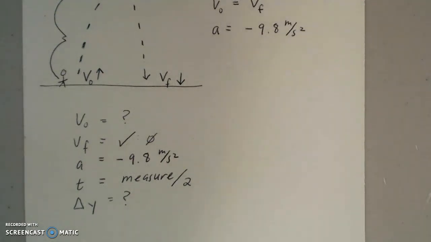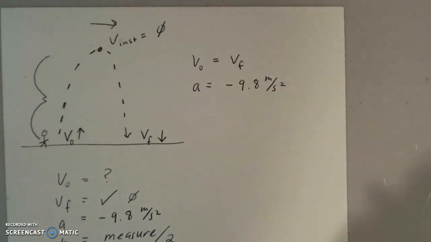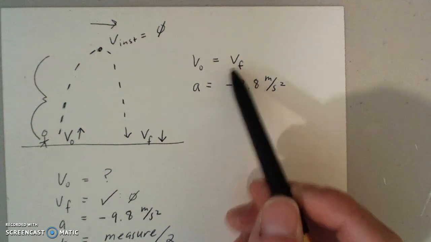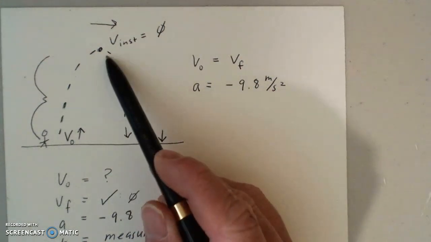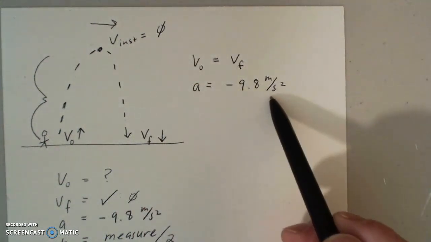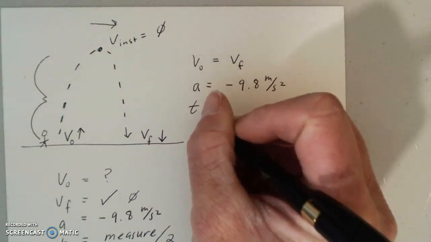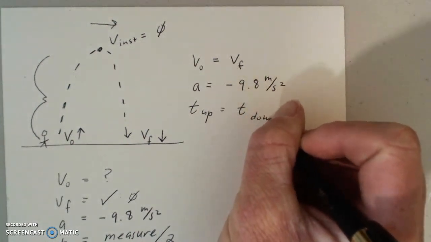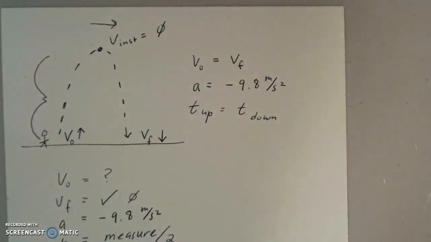Alright, so in conclusion, some of the key things from this video were the fact that initial velocity is going to equal final velocity. The way up equals the way down. Velocity at the top is 0. Acceleration is always negative 9.8. Another thing I might add as well is time on the way up equals time on the way down, which kind of follows from this first conclusion.